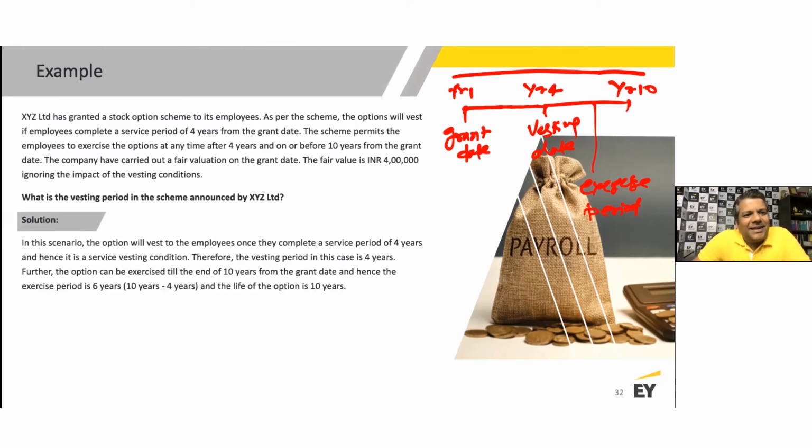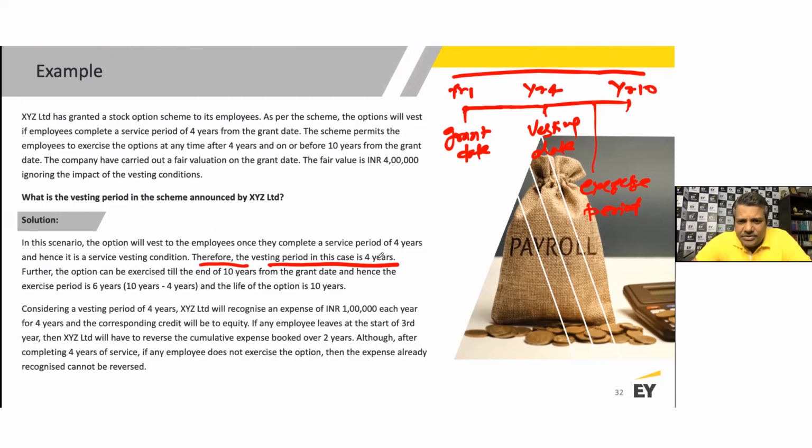In this scenario, the option will vest to the employee once they complete a service period of 4 years, and hence it is a service vesting condition. Therefore, the vesting period in this case is 4 years. Simple. The option can be exercised till the end of 10 years from the date of grant, and hence the exercise period is 6 years. And the life of the option is 10 years.